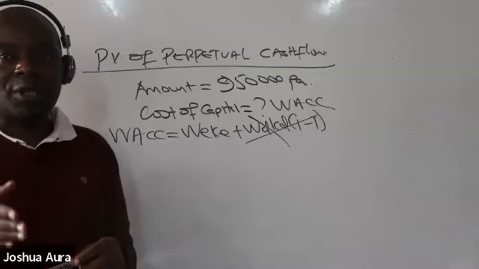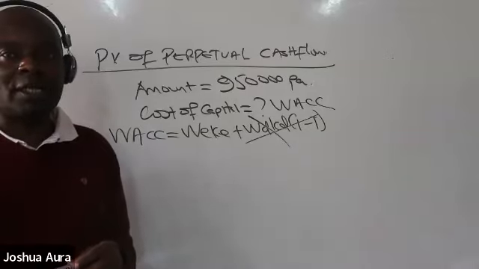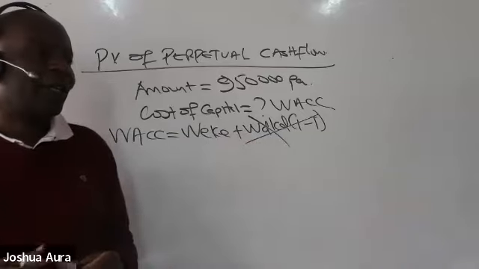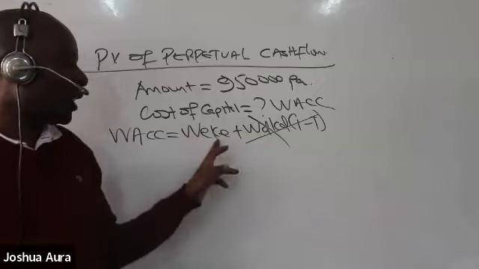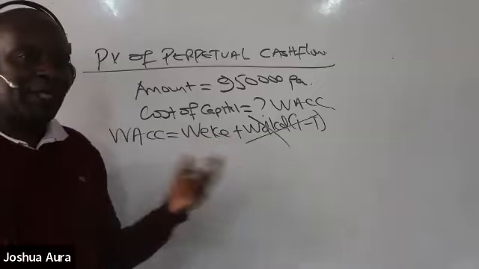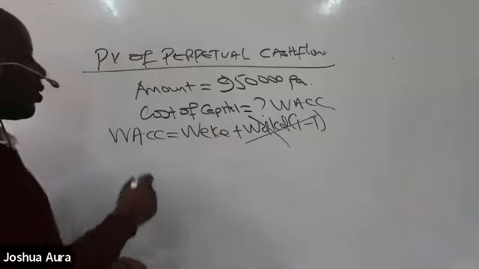Because Maji Mazuri is an all equity financed company, it doesn't have debt. So the only thing that I will calculate here is the cost of equity, because the weight of equity now is 100%, which is 1. So then I only need the cost of equity.